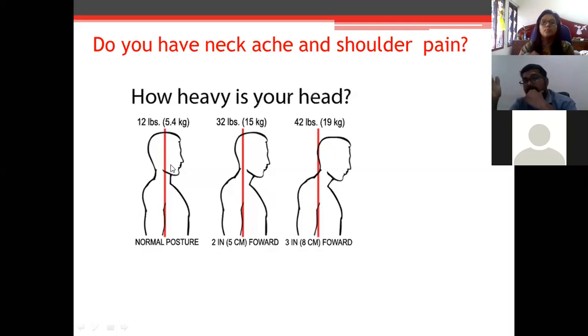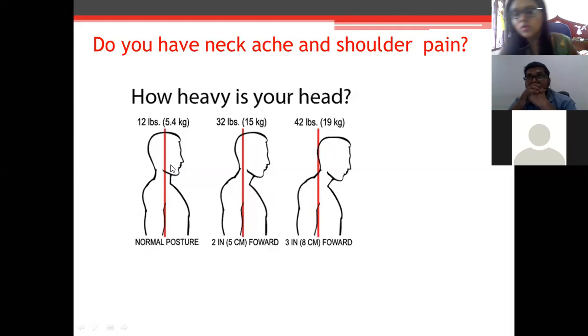Suppose your head comes forward 3 inches, around 8 centimeter. Again, the weight will increase by 19 to 20 kg, because that much weight will act on the cervical stack, and the cervical stack will start changing by the subluxation, and you have the shoulder drooping, neck rotation, deviation, all these things will be there.